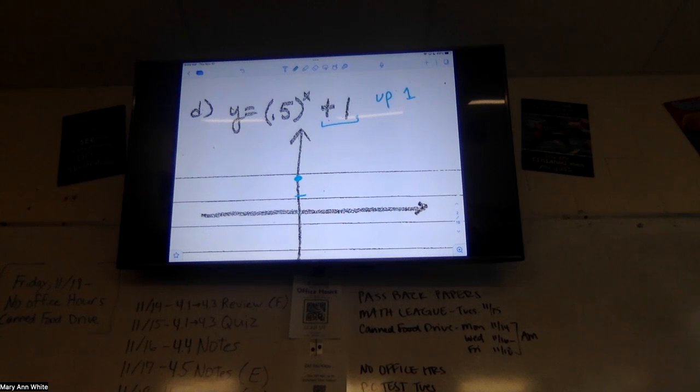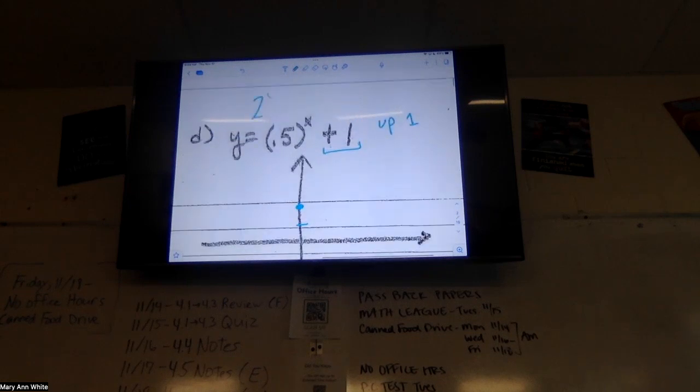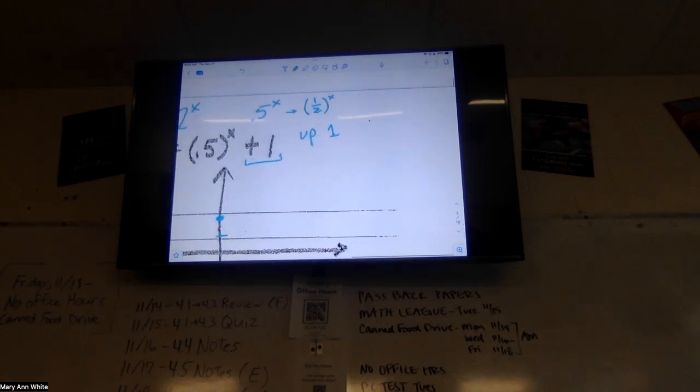Now, if you notice, all my other graphs were 2 to the x, and this one is 0.5 to the x. Can we manipulate that so it becomes 2 to the x? So 0.5 to the x is the same thing. What is that as a fraction? 1/2, good. So if that's 1/2 x, how do I change that so it becomes 2 raised to some power?